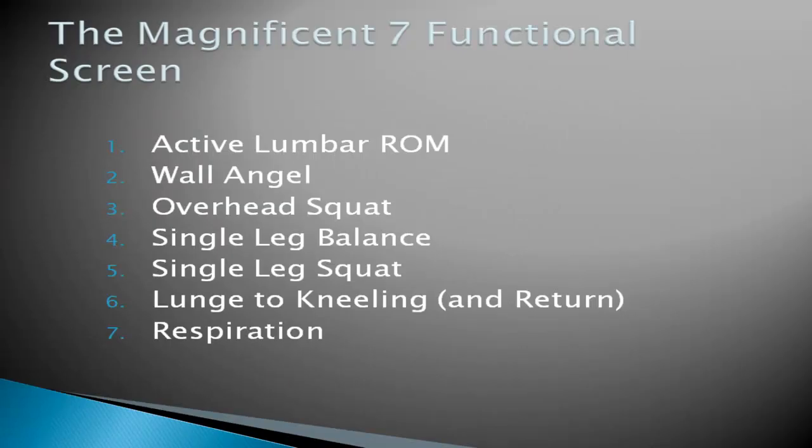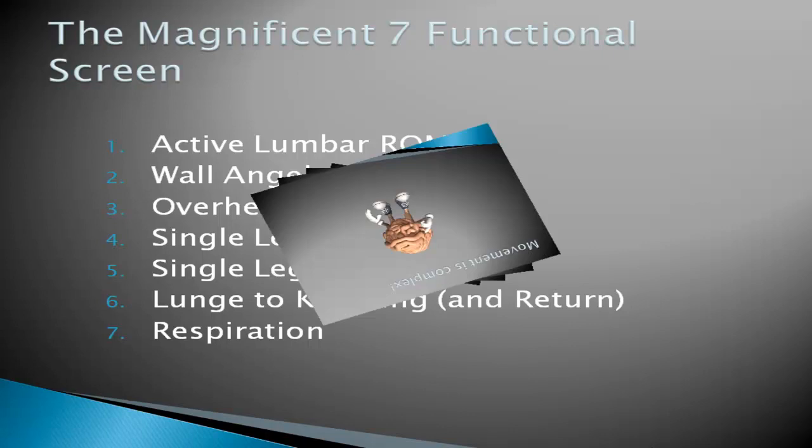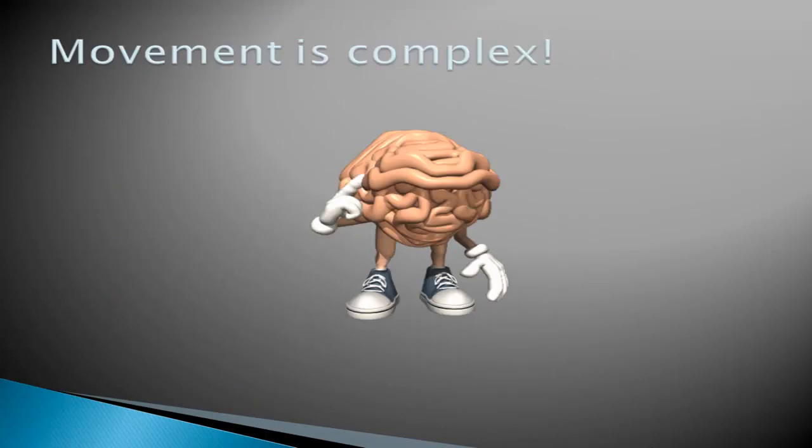Liebenson suggests the magnificent 7 functional screen, which includes active lumbar range of motion, the wall angel, overhead squat, single leg balance, single leg squat, lunge to kneeling and return, and respiration. Obviously, all of these are constructs built primarily on experience and logic, and to a lesser degree scientific evidence. But they all have the same goal of screening for poor movement and finding corrections at the level of basic fundamental and functional movement patterns.